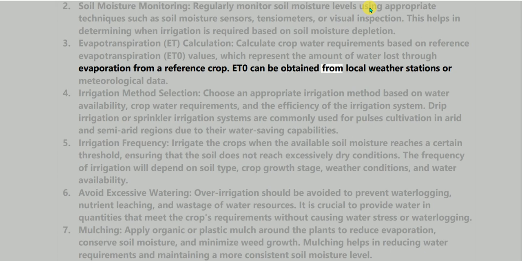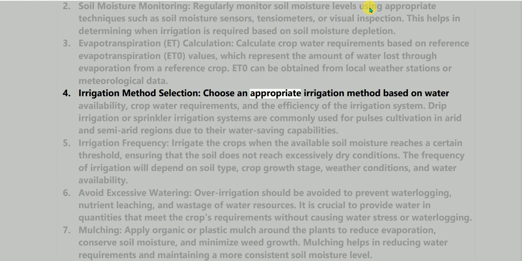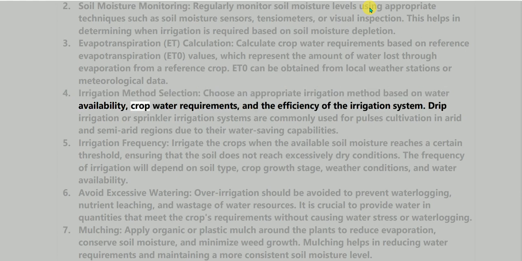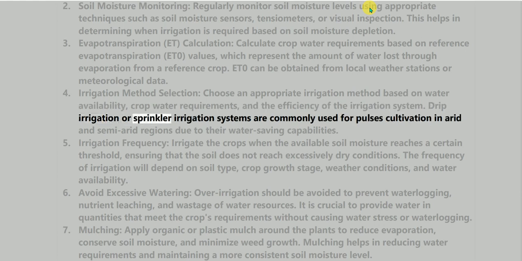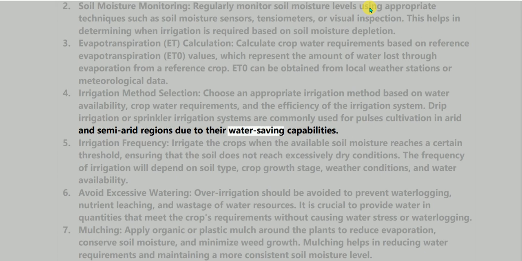ET0 can be obtained from local weather stations or meteorological data. 4. Irrigation method selection. Choose an appropriate irrigation method based on water availability, crop water requirements, and the efficiency of the irrigation system. Drip irrigation or sprinkler irrigation systems are commonly used for pulses cultivation in arid and semi-arid regions due to their water-saving capabilities.